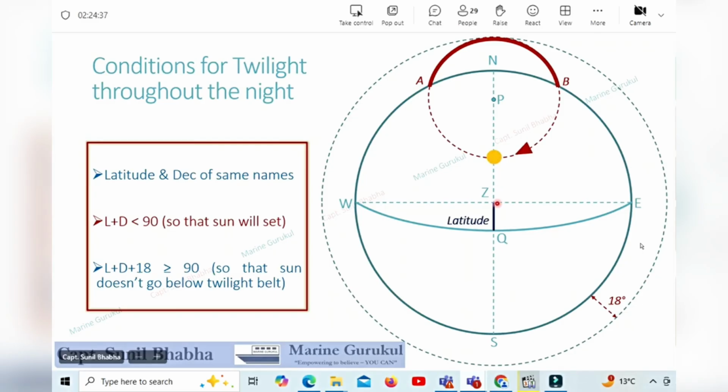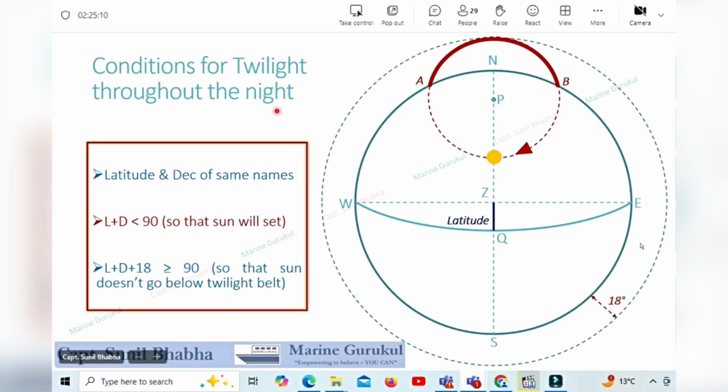If the declination of the sun was lower, then as we saw in the previous slide, the sun would be leaving this 18 degree zone at some point of time, ending the twilight. But in this particular case, during the night time from Alpha to Bravo, the sun never leaves the twilight band of 18 degrees, thus making a condition in which the twilight continues throughout the night.